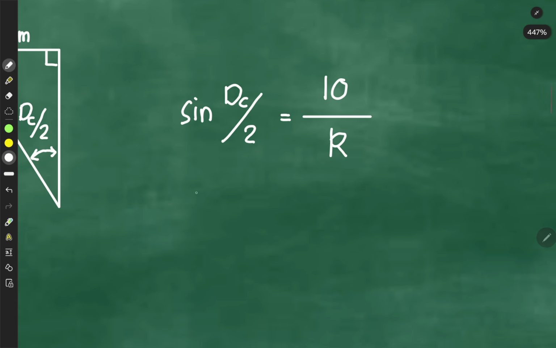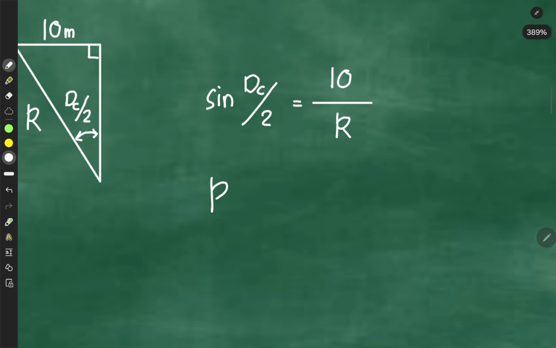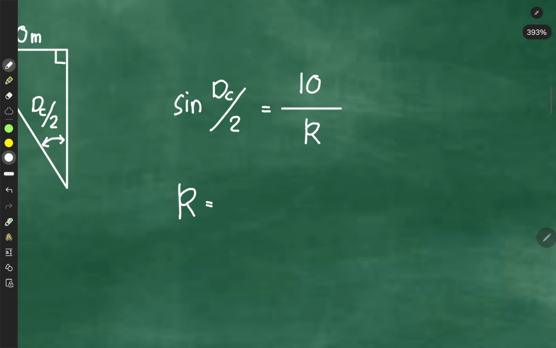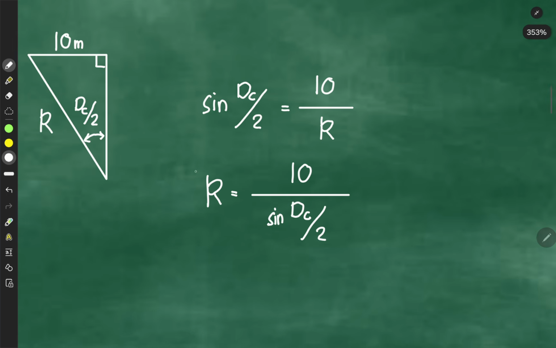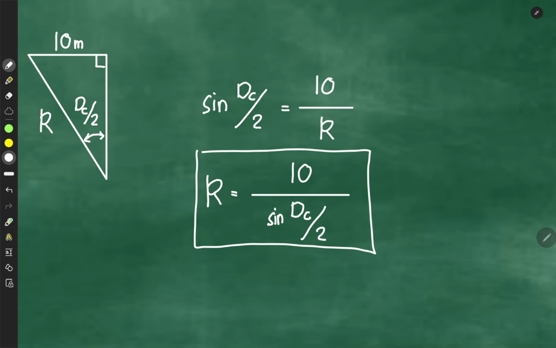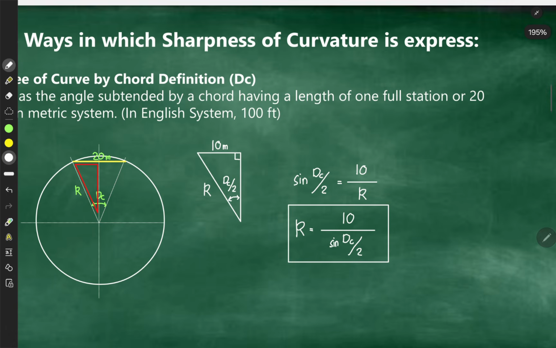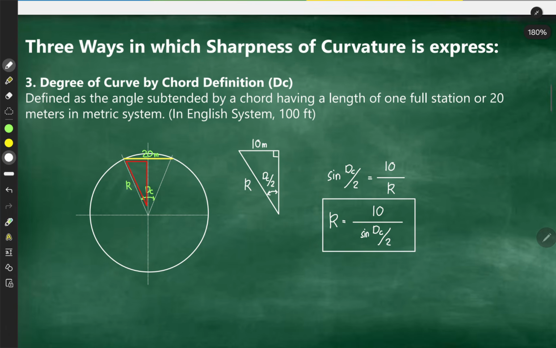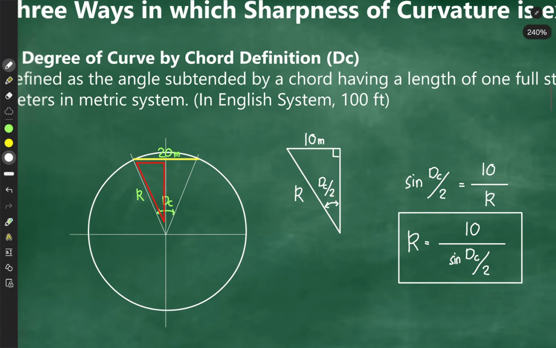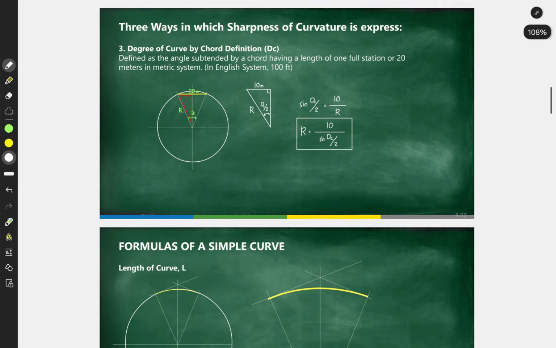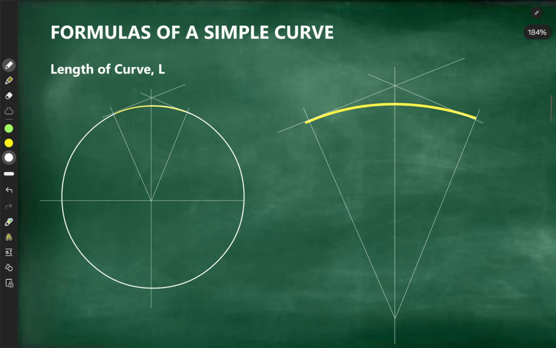Okay? So kapag chord definition, minsan ang ginagamit dito or ang hinahanap dito is yung r or yung radius. So therefore, this will become 10 over sine DC over 2. Okay? So this will be our formula for the degree of chord using degree of curve using chord definition. Okay, so these are the formulas that we will be using for our simple curve.